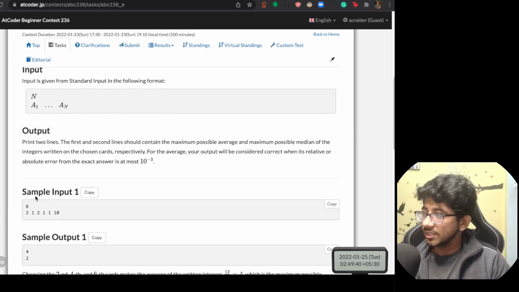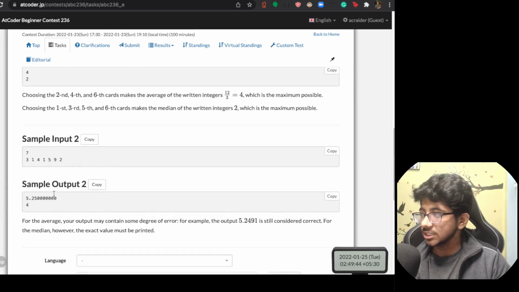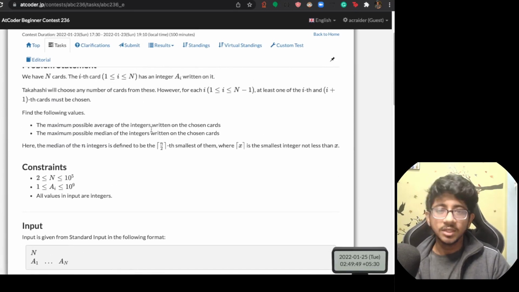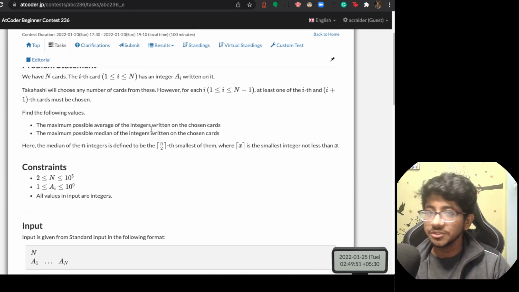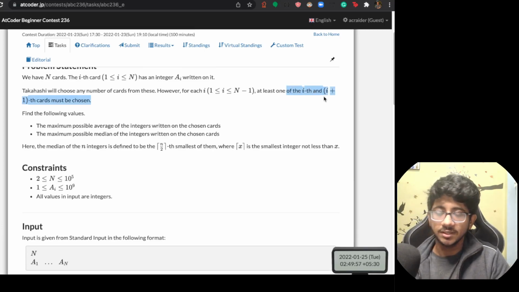One thing that I note while in the reading phase itself is that the average can be a floating point number as well. So we need to have some precision, that is 10 to the power minus 3. Cool. So this is the first thing that you do in any problem, which is read the problem very carefully and understand the problem very well. That is finding the maximum possible average and median with the restriction that out of two cards which are neighbors, one has to be taken for sure.